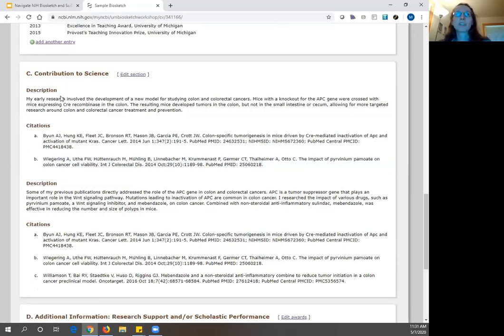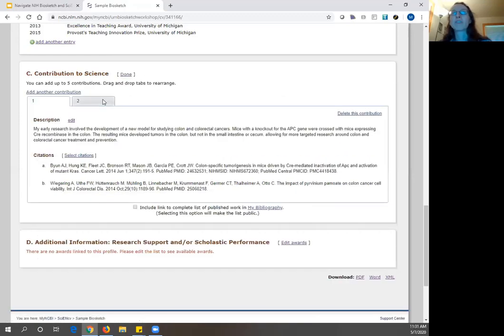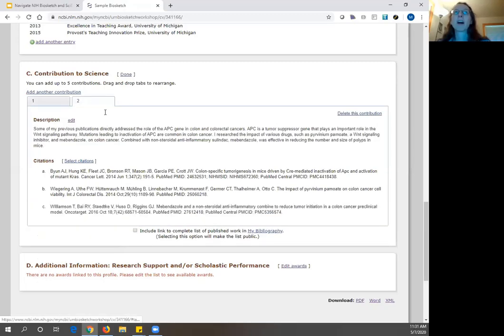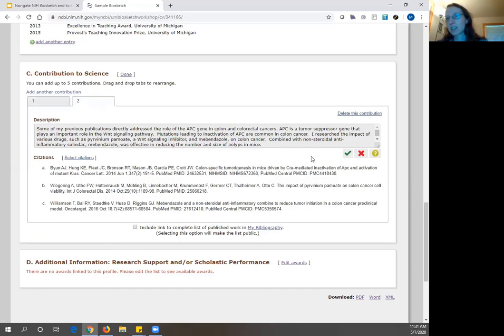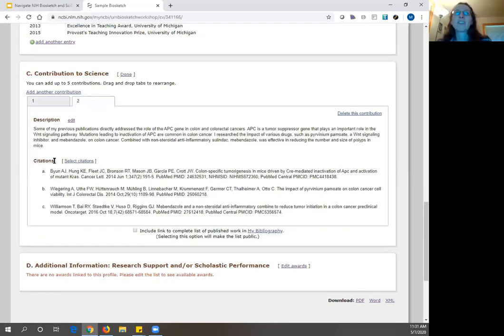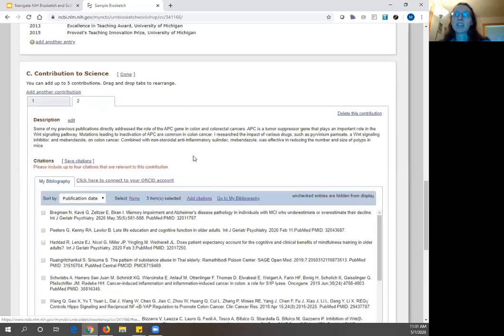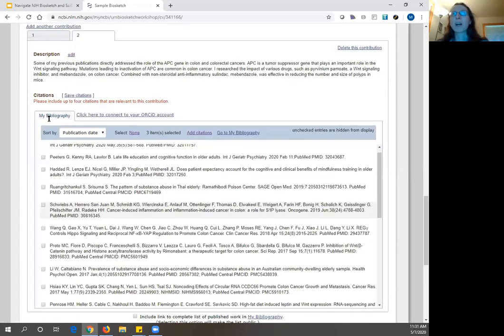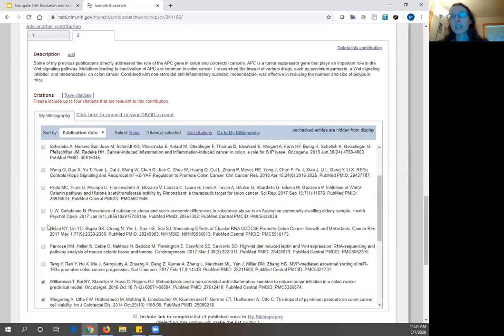You can see description citations for one contribution and description citations for the second contribution. And if I click edit section, you'll see that we have two tabs here, a tab basically for each contribution. And if I go to the second contribution, if I click edit next to description, it's just a text box, just like the personal statement. Click the green checkbox to save it. And for the citations, again, I can do select citations. It looks just like with the personal statement where it's pulling in everything from my bibliography. I check the boxes next to the ones I'm interested in. So I can save citations.